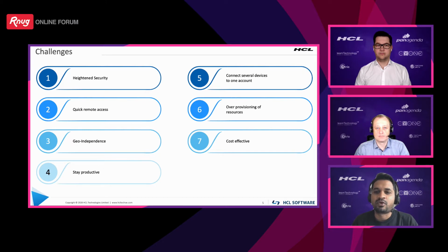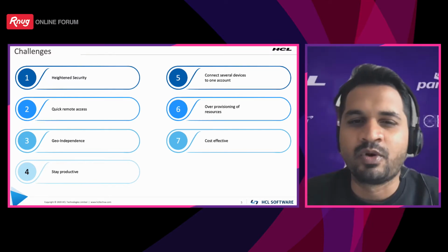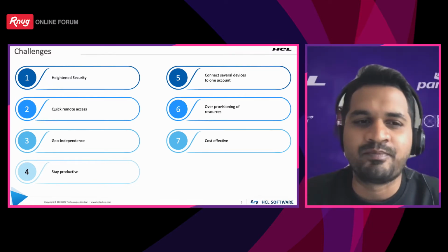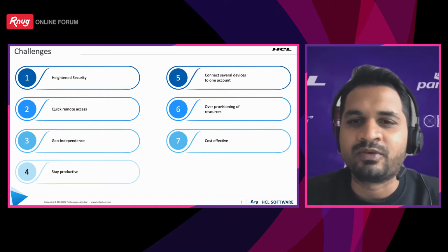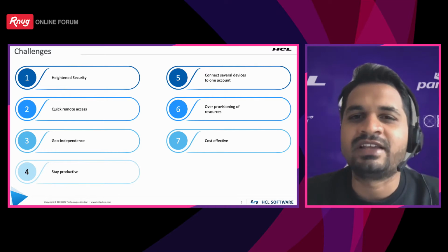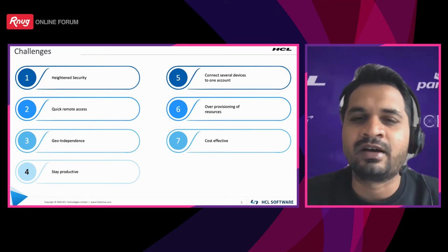Due to this, remote work is a new norm, and there is a huge demand for a security product which can help employees connect to their company intranet in a very secure and cost-effective way. So, the solution should be geo-independent, and at the same time, an employer wants their employees to stay productive.